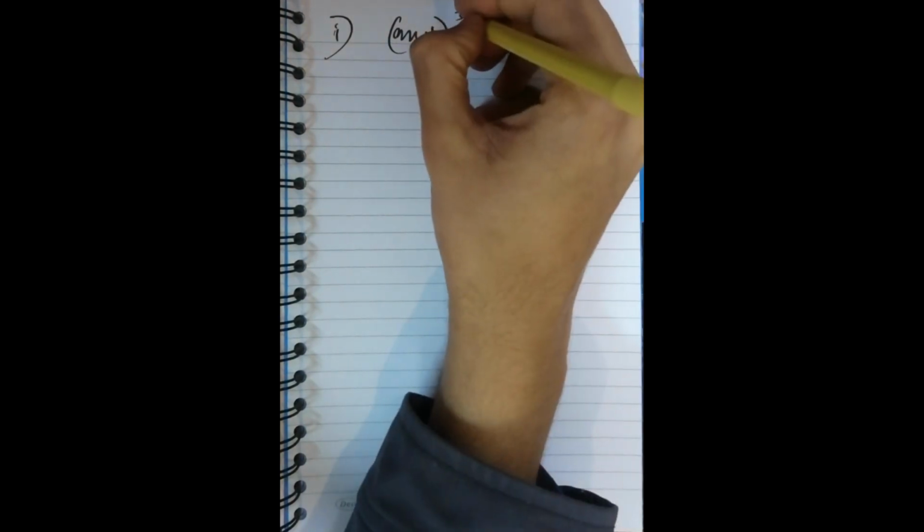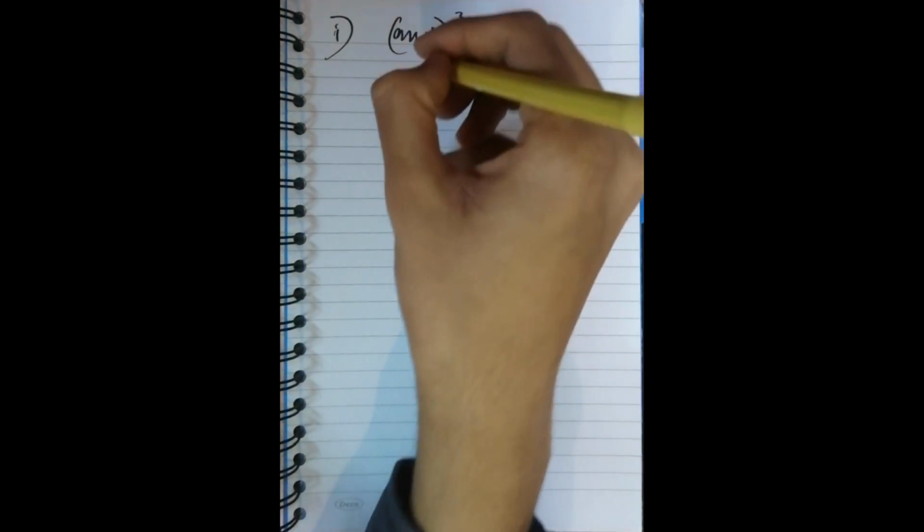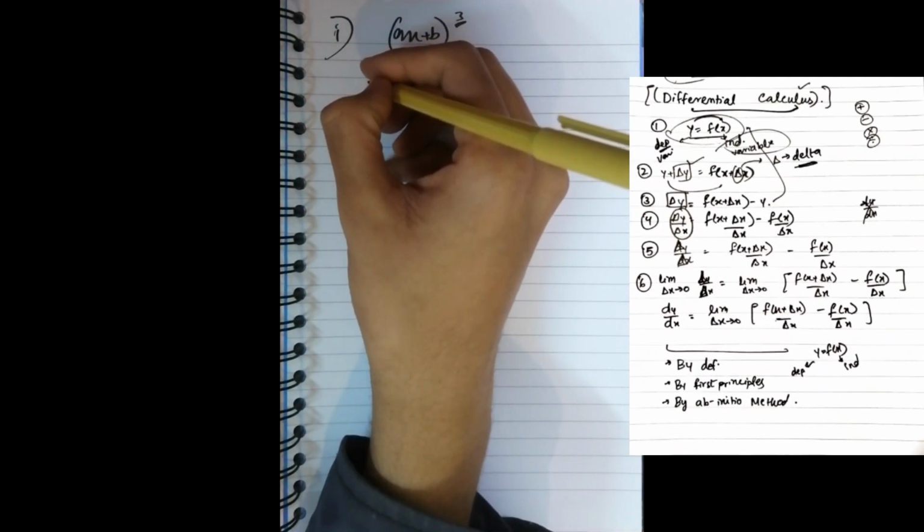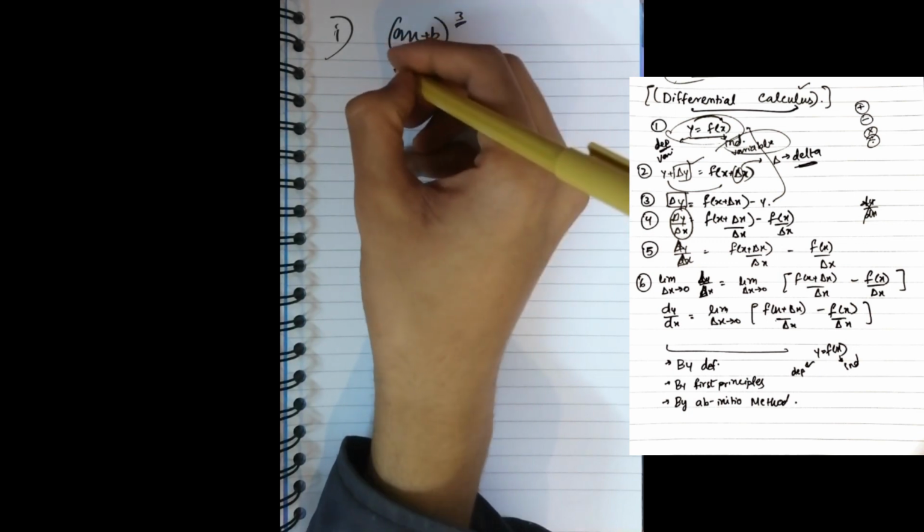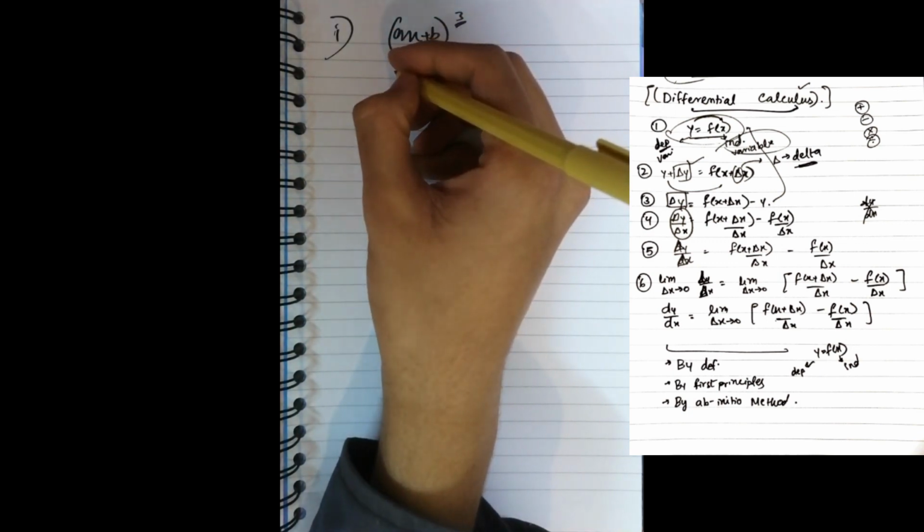Alright guys, in this video we have to find the derivative of the function (ax + b)^3. You can see that there is an exponent in this function, so we can use the binomial expansion method to find the derivative of this function by the first principle method.